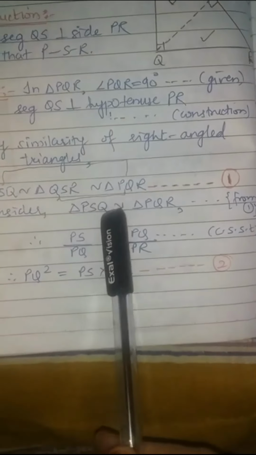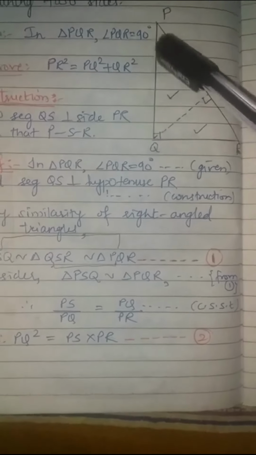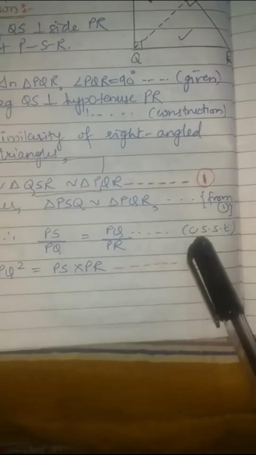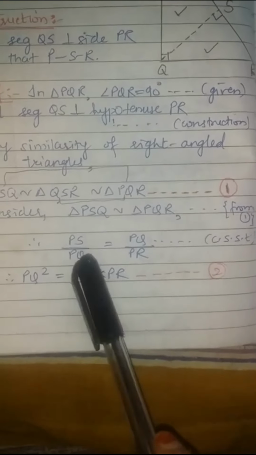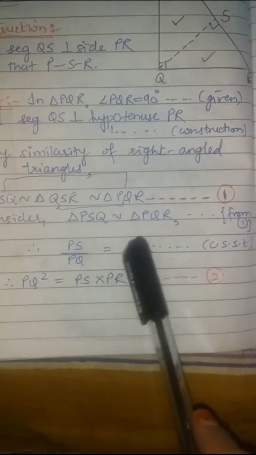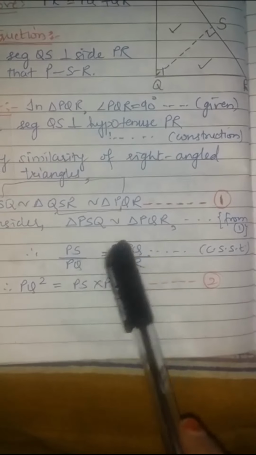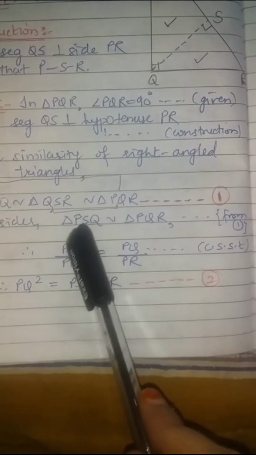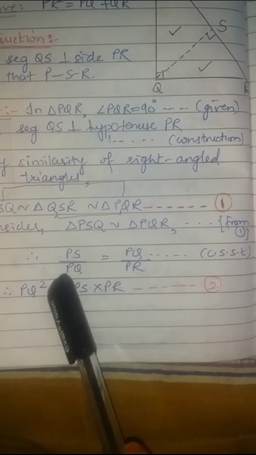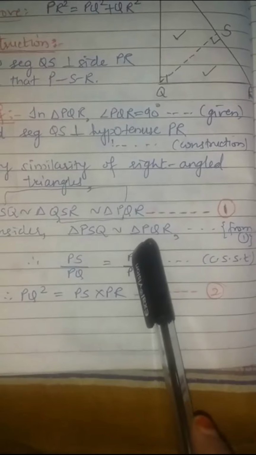Consider triangle PSQ similar to triangle PQR. That means this triangle PSQ is similar to triangle PQR from 1. So by CSST, the corresponding sides of similar triangles, what do we get? We are going to keep PQ and PQ on the two corners of the ratios so that we can cross multiply. So here we are going to have PS upon PQ equal to PQ upon PR.